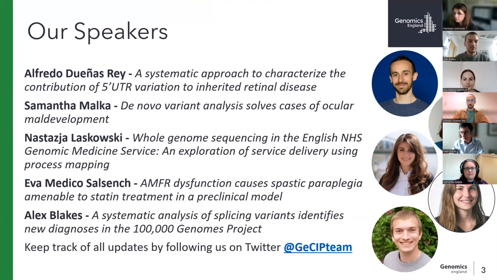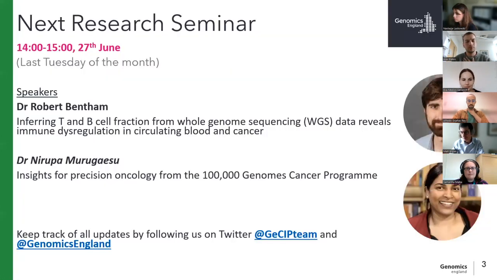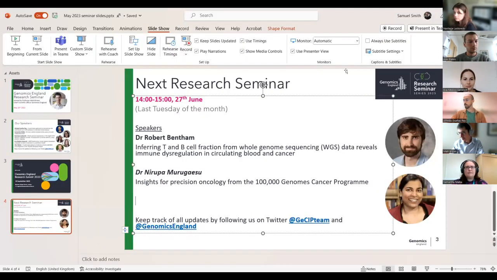for this particular session. So our first speaker this afternoon is Alfredo Duenas-Rey, who comes to us from actually the Centre for Medical Genetics in Ghent, and who is going to be talking about a systematic approach to characterizing the contribution of 5' UTR variation to inherited retinal disease. Alfredo, over to you.